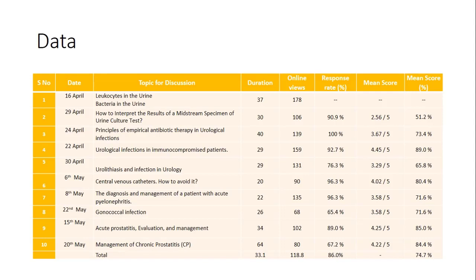So there were a total of 10 presentations, starting from the 16th April to 20th May. And here we can see that the duration of most of the presentations ranged from as low as 20 minutes to as high as 64 minutes. But initially we planned the time allotted to be about 30 to 40 minutes, and the mean time was 33 minutes.